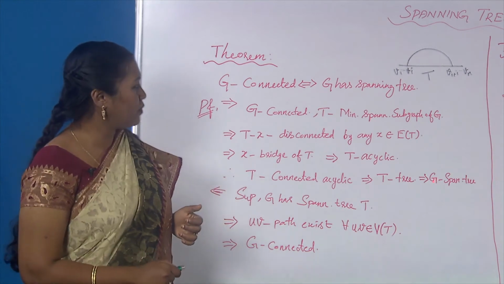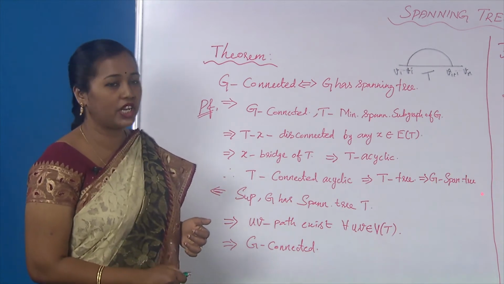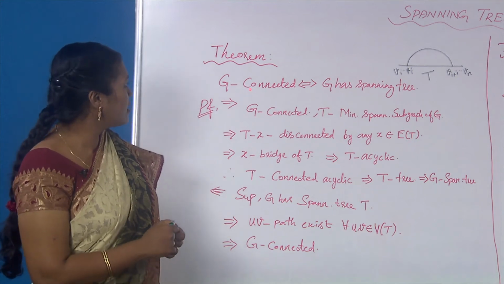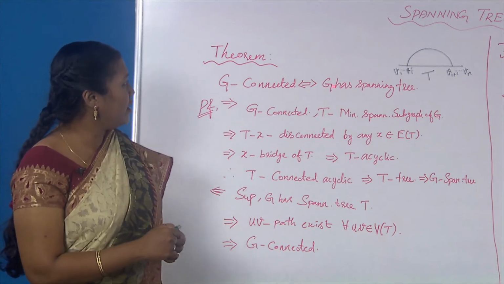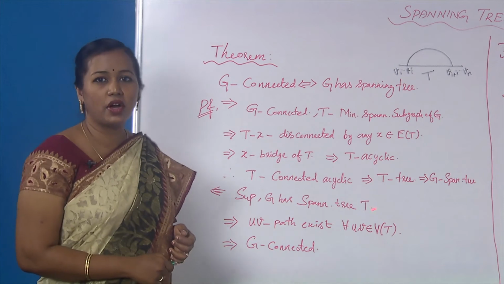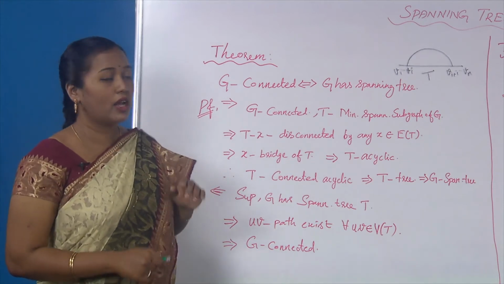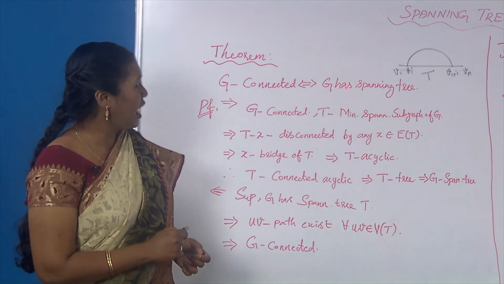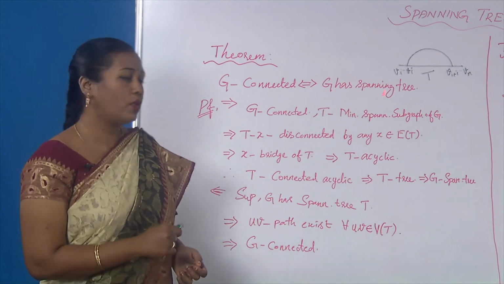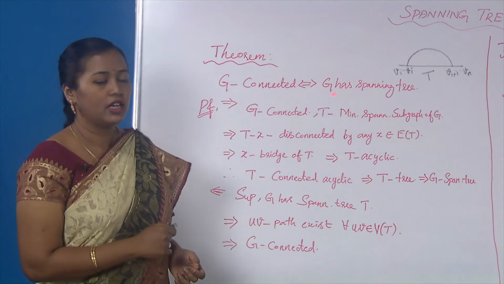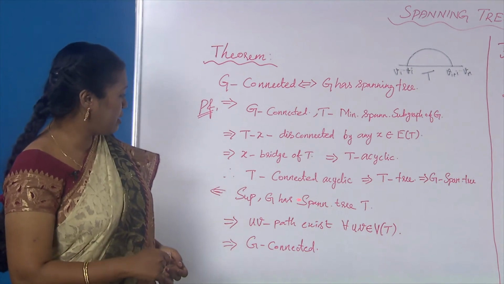So, this is therefore G has a spanning tree inside it. So, from this we assume that G is connected, and now I have proved that G has got a spanning tree. Now, let us come to the second part of the theorem. Now, I have to assume that G has a spanning tree, and now I have to prove that G is connected. So, let us assume that G has a spanning tree.